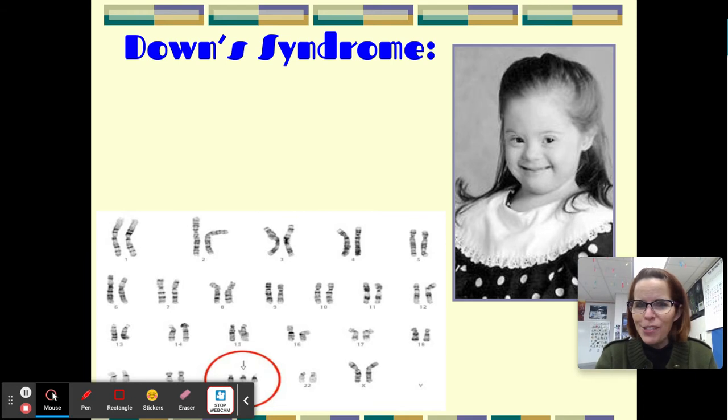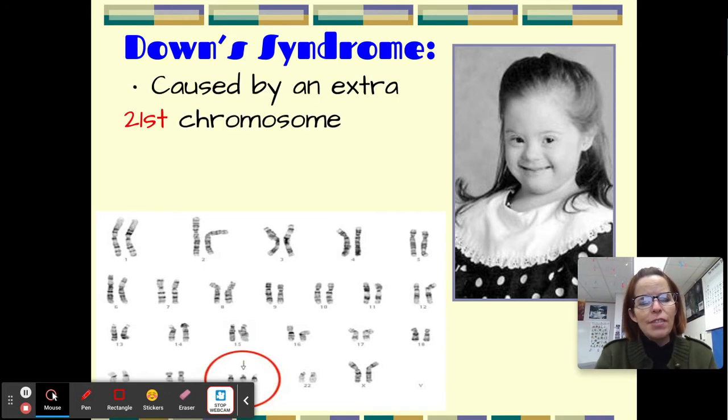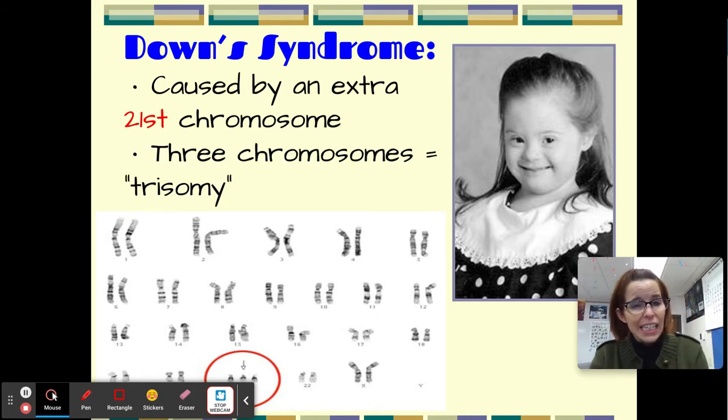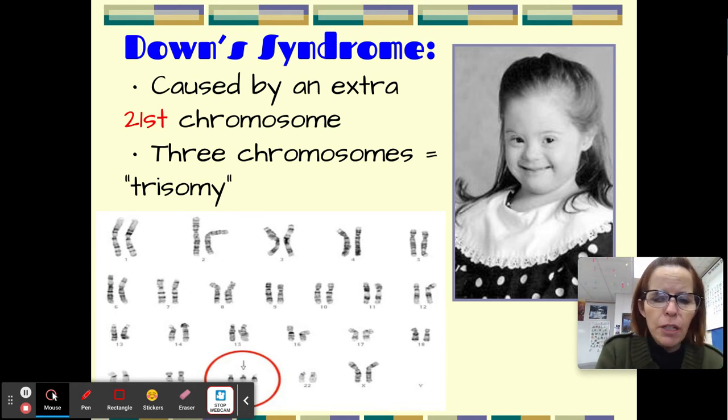All right, the first genetic disorder we're going to talk about is Down syndrome, and most people are familiar with Down syndrome. It's one of our most common genetic disorders, and something that a lot of people have seen. Down syndrome is caused by babies that are born with an extra 21st chromosome. We're supposed to have 46 chromosomes in our genome, and these kids have an extra 21st chromosome.